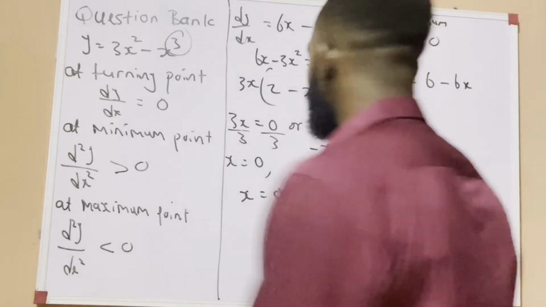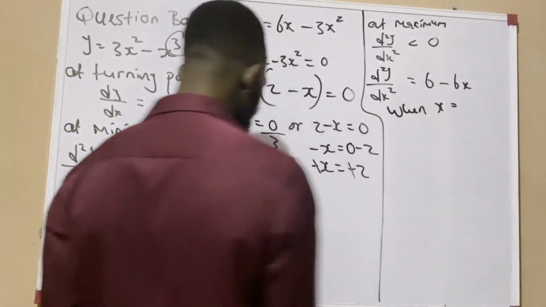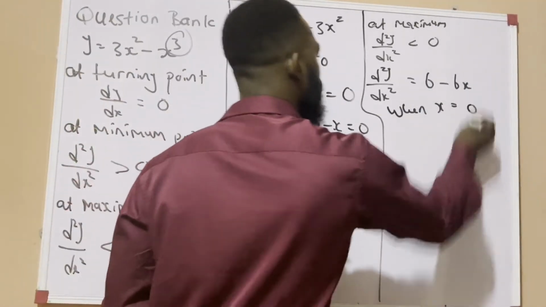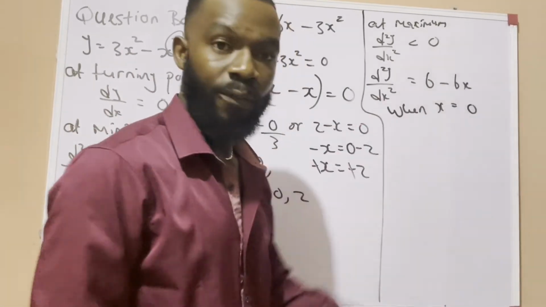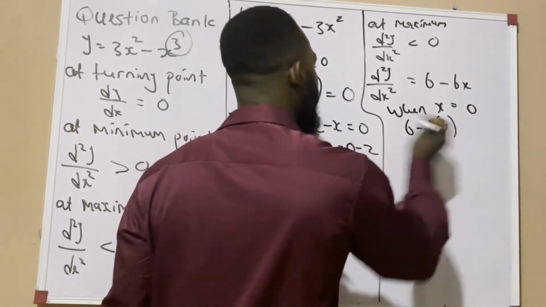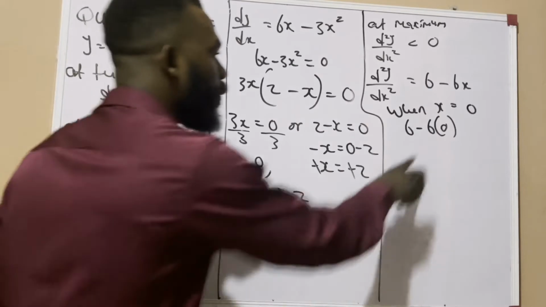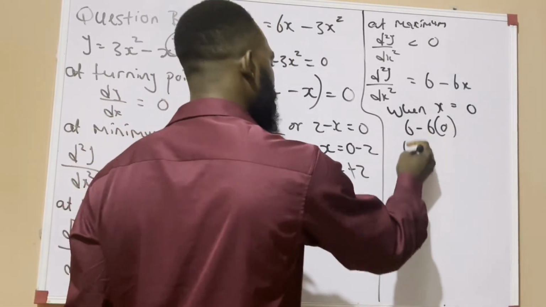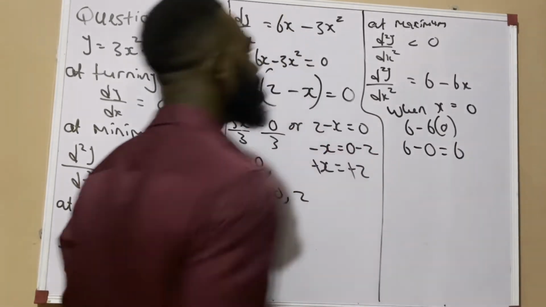Now we will write, when x is equal to the first value we got for x, which was 0. So we're going to use our second order derivative now. Anywhere we see x, we give the value 0. So here it becomes 6 minus 6 into bracket 0. Are you with me? Now, first of all, we open the bracket. So here becomes 6 minus 6 times 0 is 0. And 6 minus 0 is 6.